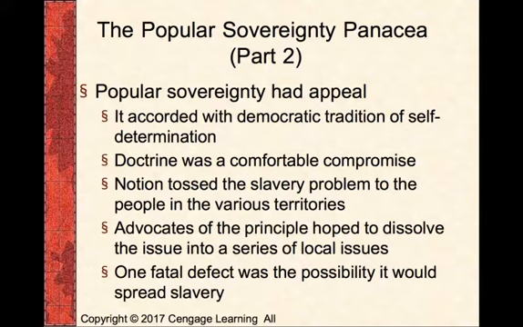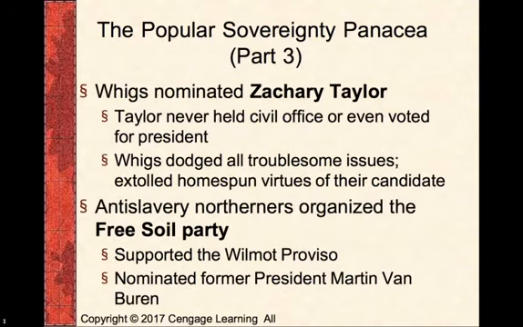People who believed in popular sovereignty hoped that it would dissolve the issue into a series of local issues instead of being a national issue of slave states versus free states, or an issue in the Senate, leading to compromise after compromise. If each territory decided for themselves whether or not it would be a slave state or a free state, the issue would be resolved. But there was still the possibility that slavery could spread, which the North did not want.